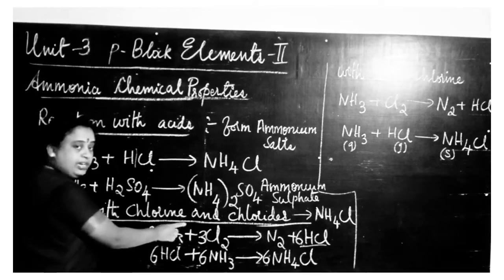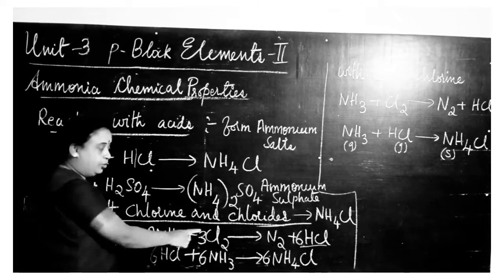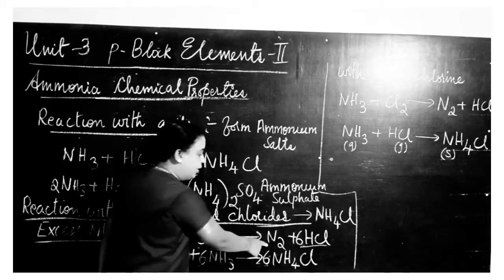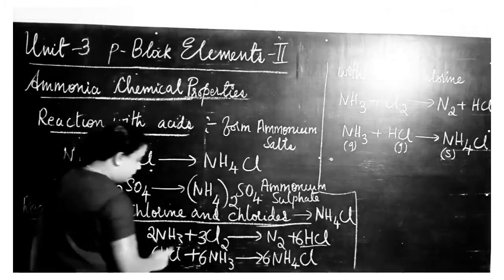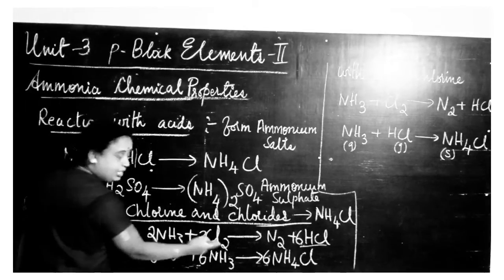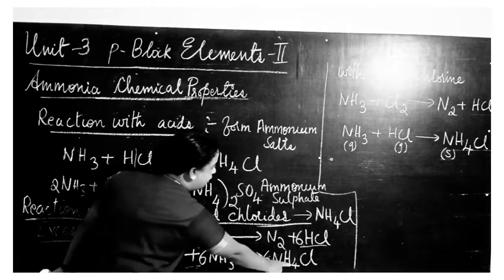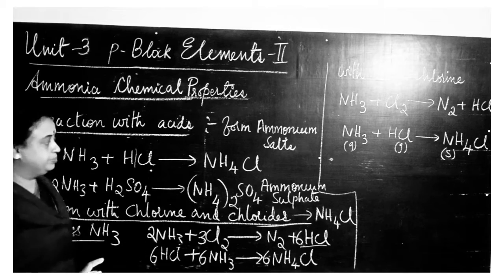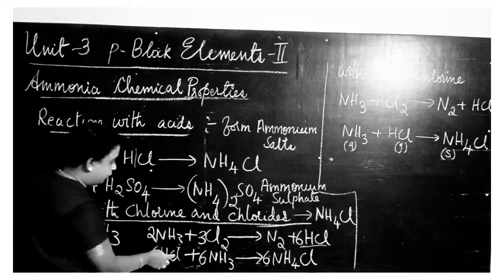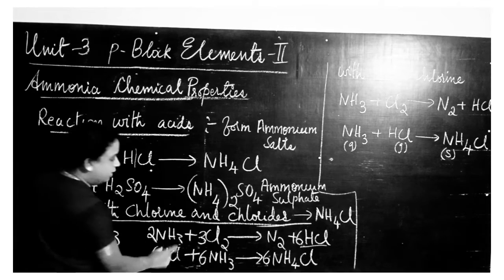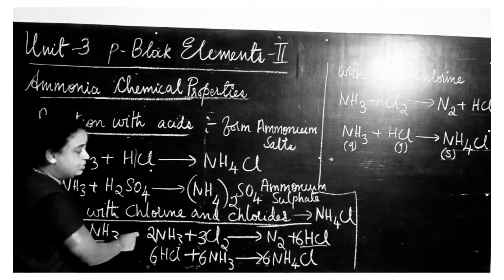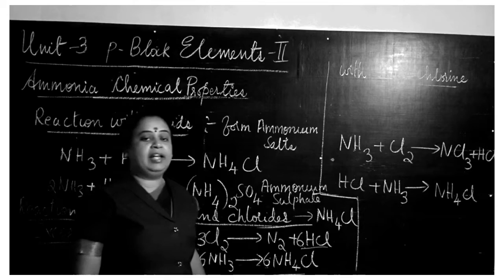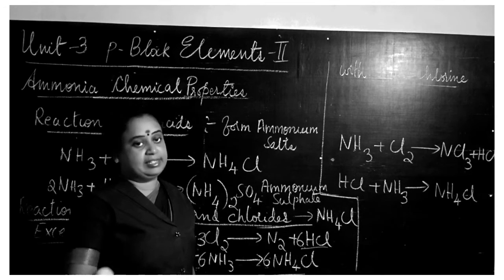2 moles of ammonia when you combine with 3 moles of chlorine give 1 mole of nitrogen gas, that is dinitrogen, and 6 moles of HCl. Now that 6 moles of HCl combines with 6 moles of ammonia to give 6 moles of ammonium chloride. Fine. So here ammonia 6 plus 2, 8 ammonia is being taken. So excess ammonia is utilized here for this reaction. Now let us see the reaction where chlorine is considered as excess.